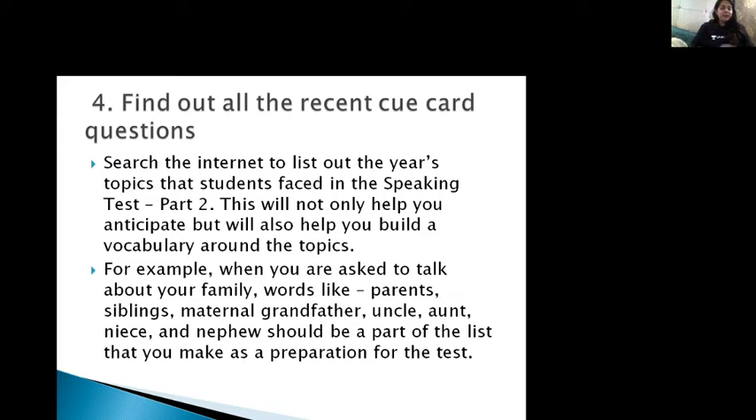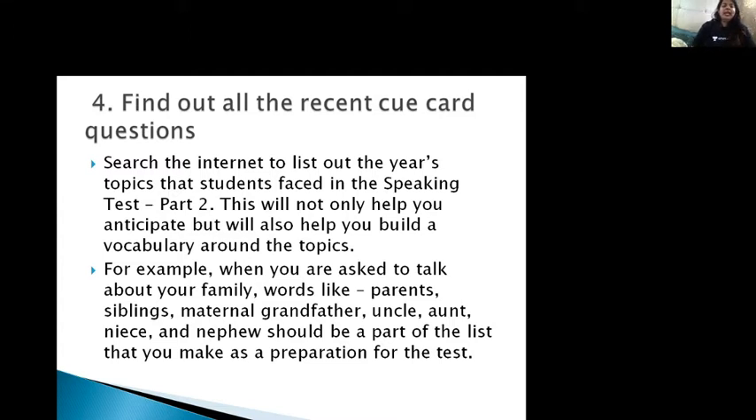Number 4, find out all the recent cue card questions which are there on the internet. Yes, the internet is the biggest resource these days. Don't undermine its ability. Search the net to list out the year's topics that students have faced in the speaking test part 2.